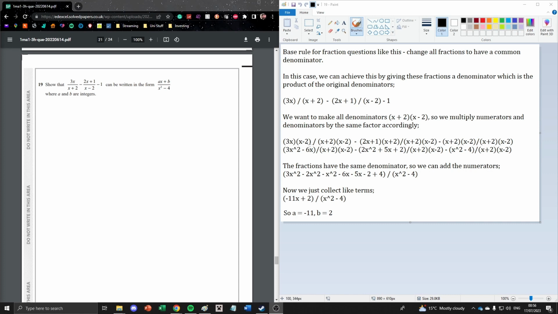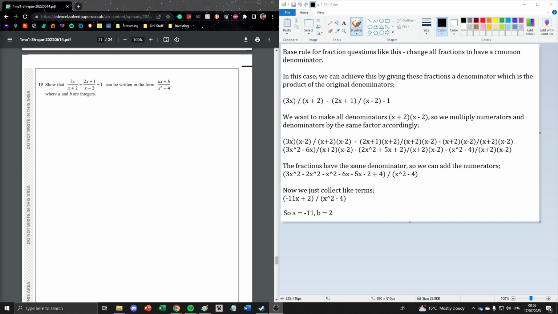So we can go through each term. Multiplying the first one by x minus 2, we end up with 3x squared minus 6x as our numerator over, of course, (x plus 2)(x minus 2). For the second one, we have to multiply by x plus 2, so we get 2x squared, that's the first two terms, plus 5x, that's the 2x times 2 and the 1 times x, and then plus 2, that's the 1 times 2, again divided by the same thing. At the end, minus 1 is going to be x squared minus 4, over x squared minus 4 as well.